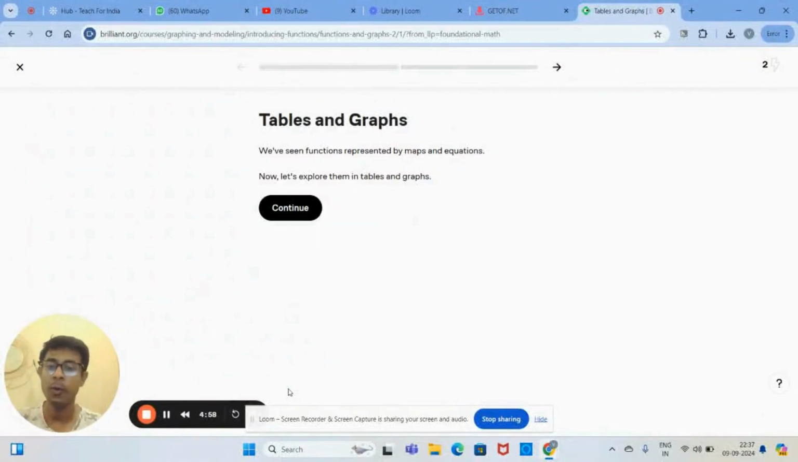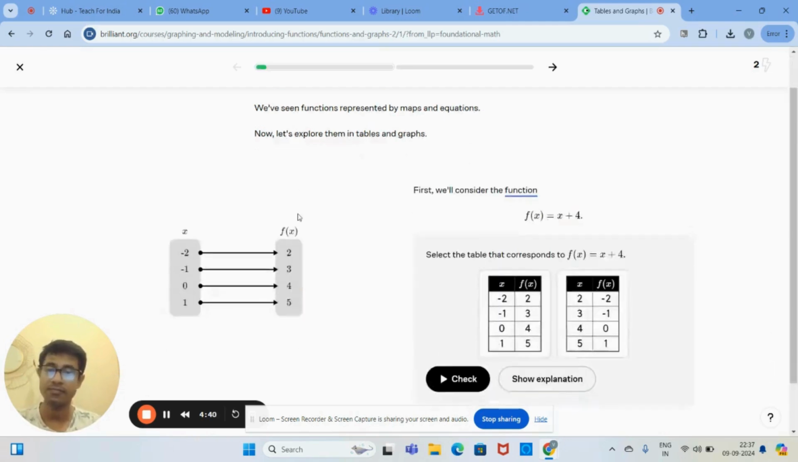Hello, everybody. Welcome back. Till now, we have seen how functions are represented by maps and equations. Now, we are going to explore them in tables and graphs. We are going to see how these groups, which are related by some rule, can be interpreted in graphs and tables.